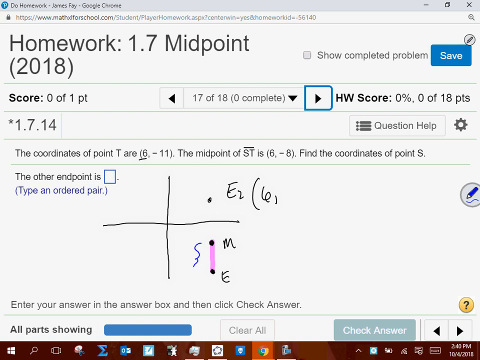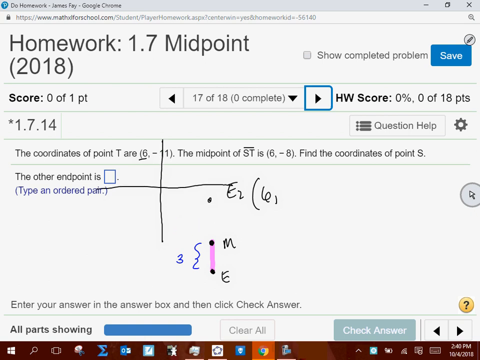You know that distance right there, right? What's that distance from -8 to -11? 3. Okay, so this y value here being -8, this would be -11. There are 3 units there, right? Okay. So what's going to be?